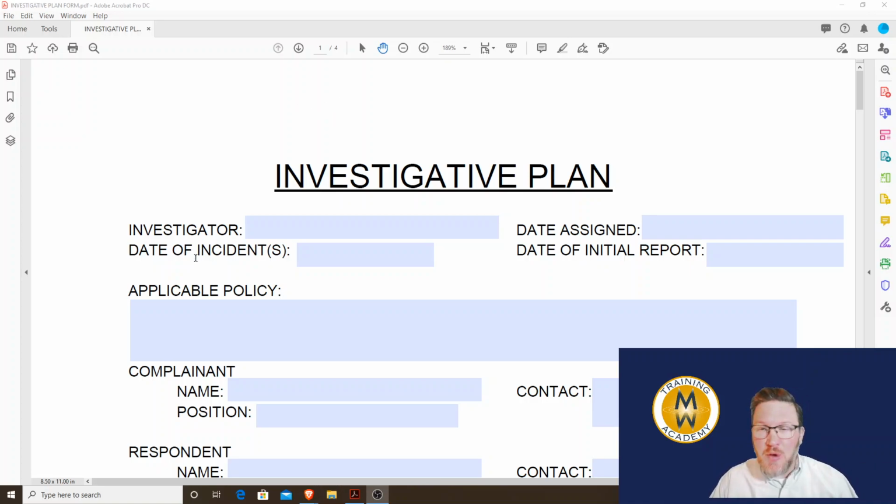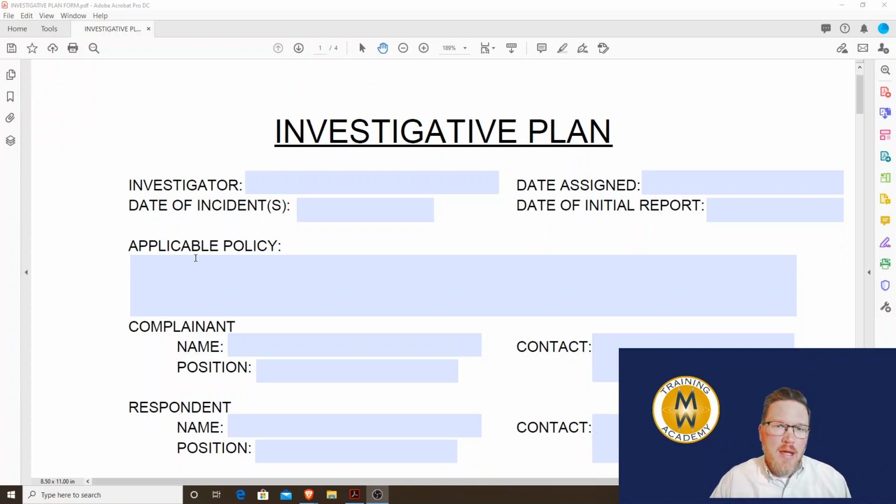I want to just go over the form really quickly here. The first page contains the investigation at a glance, so someone can look at that and see who's investigating, what they're investigating, and who's involved. So you've got the name of the investigator, the date the investigator was assigned the case, so you can track how long it's taking, the date of the incident, but then the date of the initial report, and those two may be different. It may take months for the incident to actually be reported.